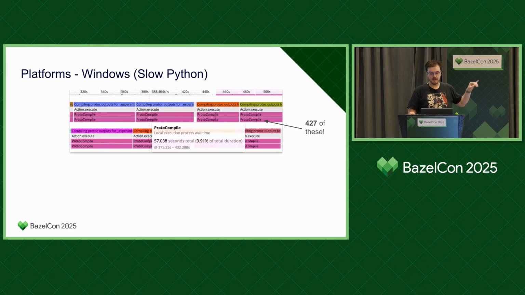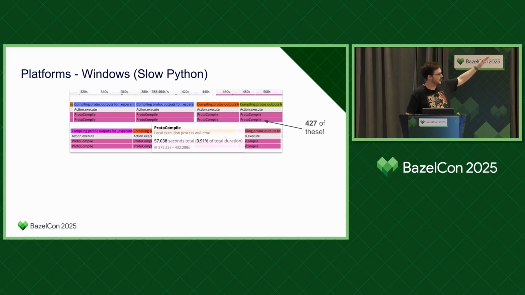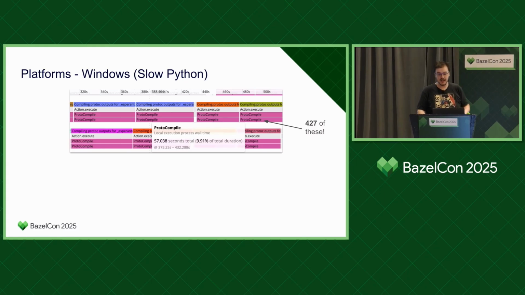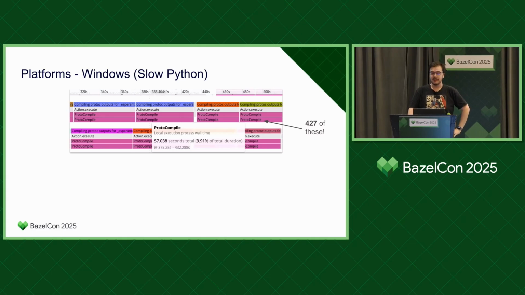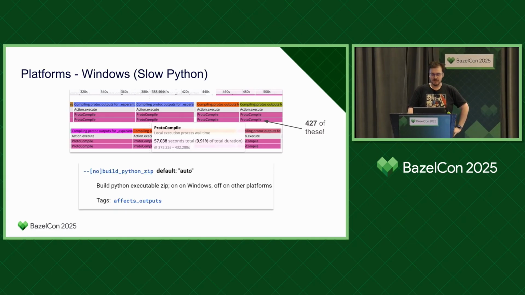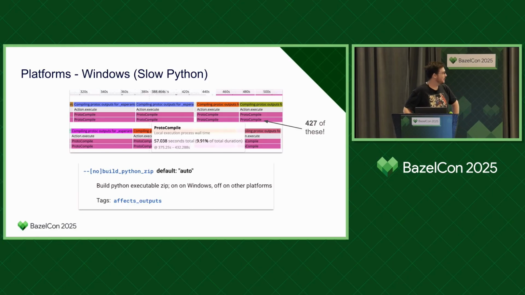And I worked it out. If we have 24 executors, and each one of these 427 things gets equally shared amongst all those executors, it's about 10 minutes of build time just waiting for these proto-compiles to complete. And what we found was there was one flag, build_python_zip, which defaults to on on Windows and off on all other platforms. Lucky when your problems can be solved by one single flag.